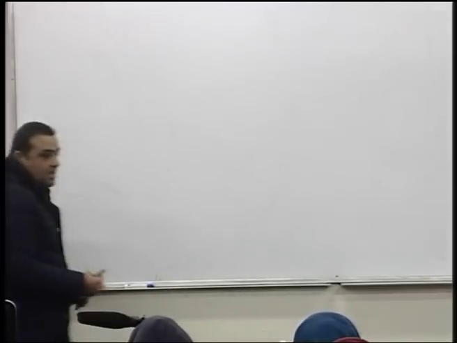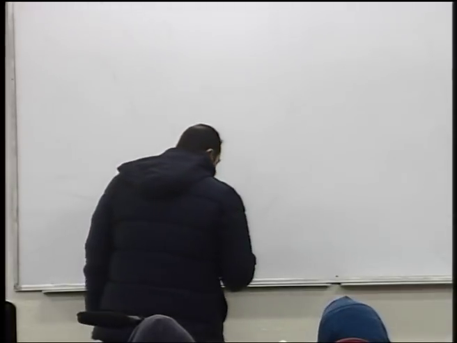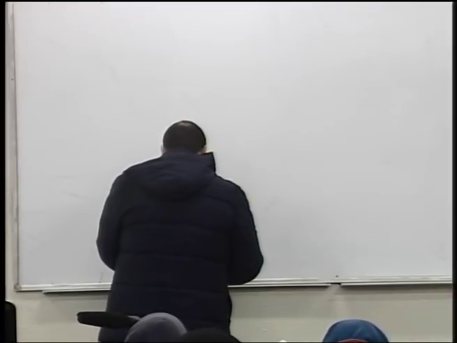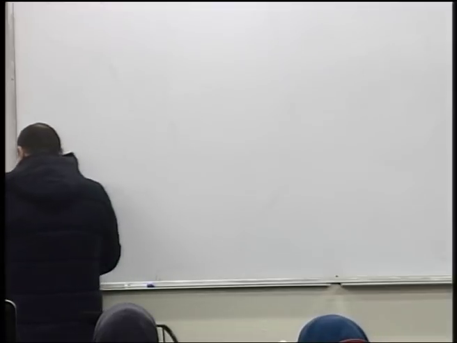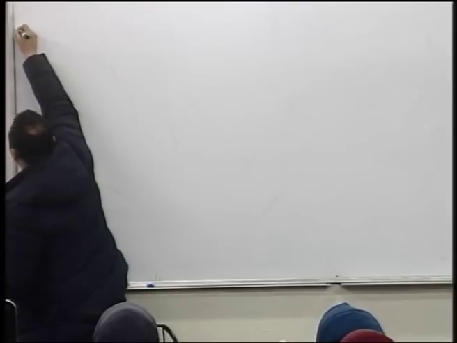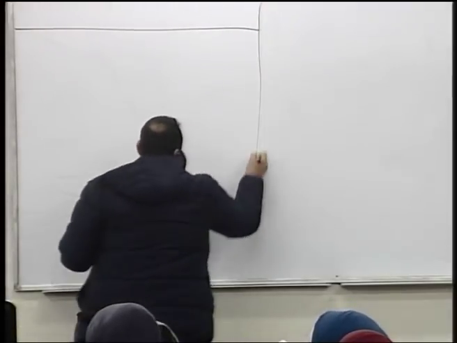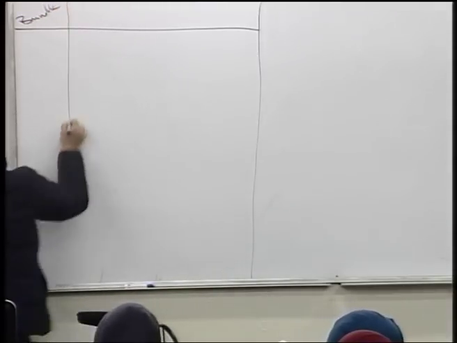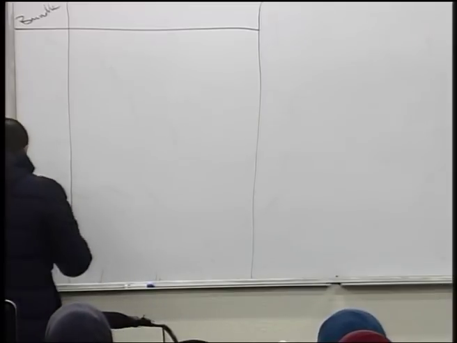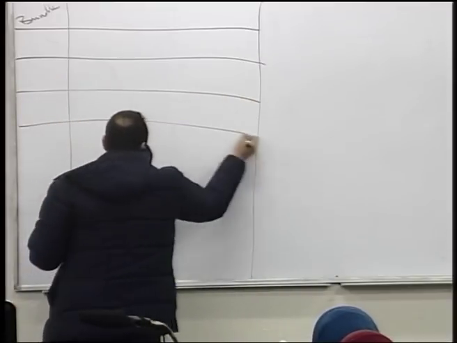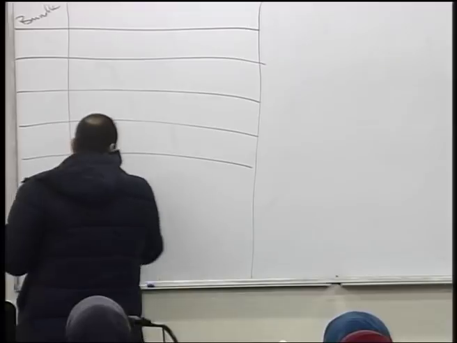So let us assume that we are talking about a producer, and this producer has different options to produce different bundles of goods. The bundles, or groups, are A, B, C, D, E.